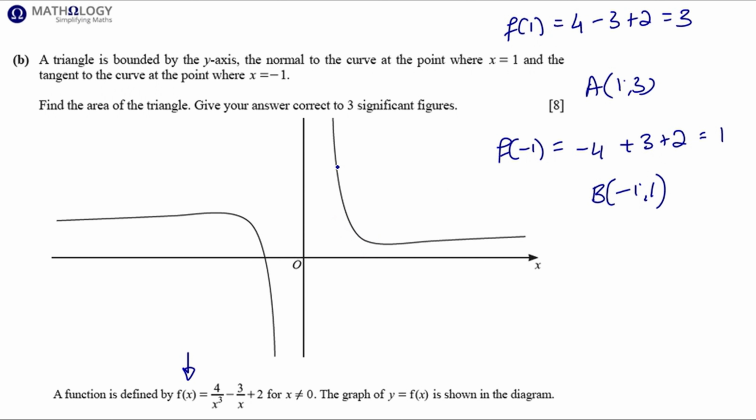1, 3. We can just estimate it is here, so that'll be point A, and 1 minus 1, 1. Let's say that it's over here, and that will be point B. So we now have a normal to the curve at point A.